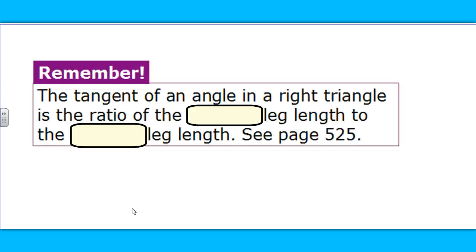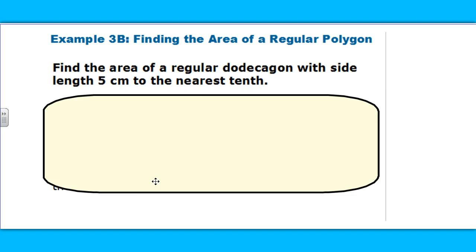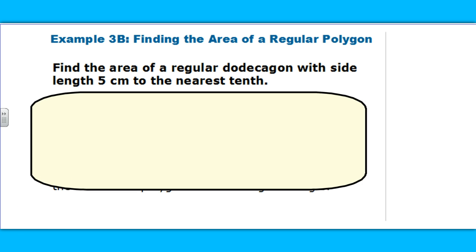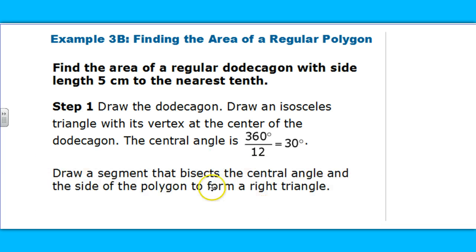Remember, the tangent of an angle in a right triangle is the ratio of the opposite leg to the adjacent leg, right? See if you can find the area of a regular dodecagon with side length 5 centimeters to the nearest tenth. Now a dodecagon has 12 sides, okay? So the first thing we need to do is find what is that central angle in a dodecagon. And so you're going to take 360 and divide by the number of sides, 12, right? And we know that the central angle is 30 degrees.